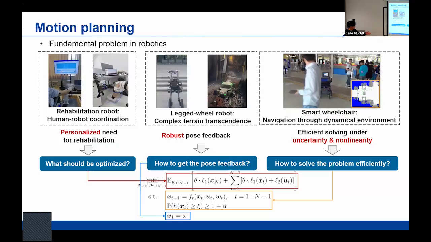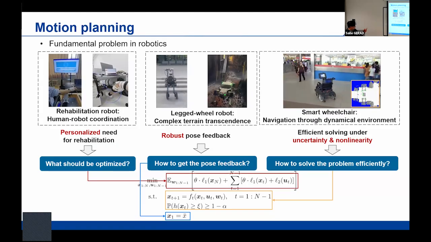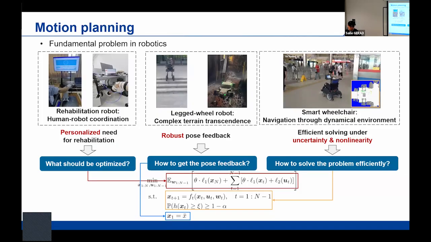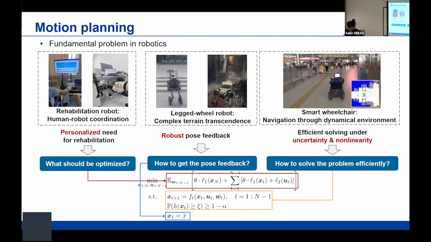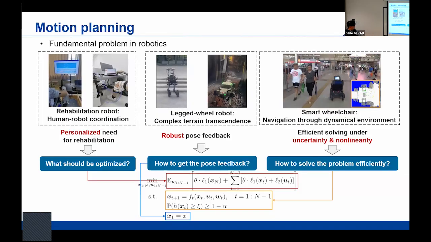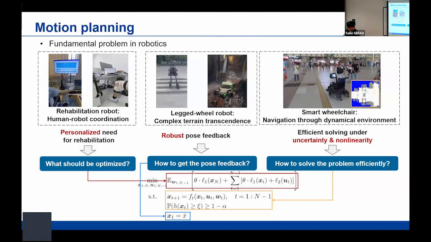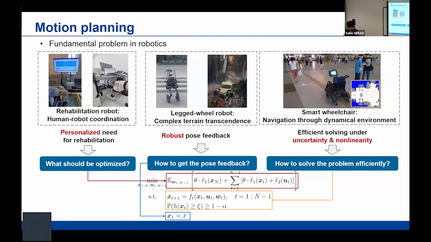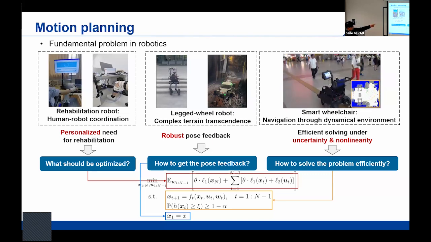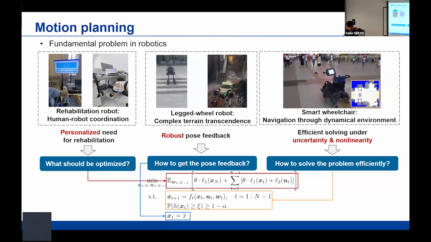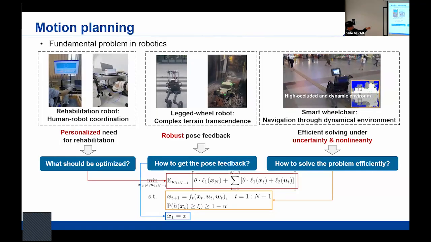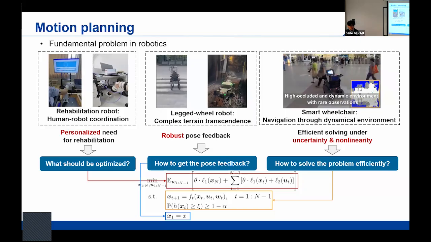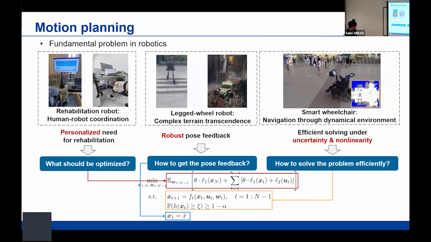On the other hand, you have leg-wheel robots, which are very efficient in traversing complex terrain. And when you talk about navigation, this is in Shanghai, a very crowded metro station. So how do you navigate through this kind of dynamic environment, with people constantly moving? How do you do that?